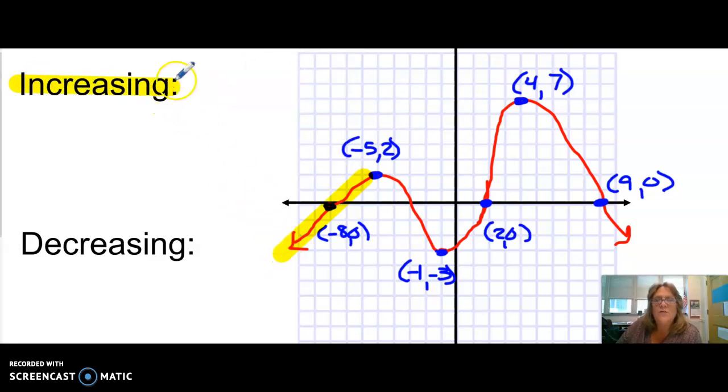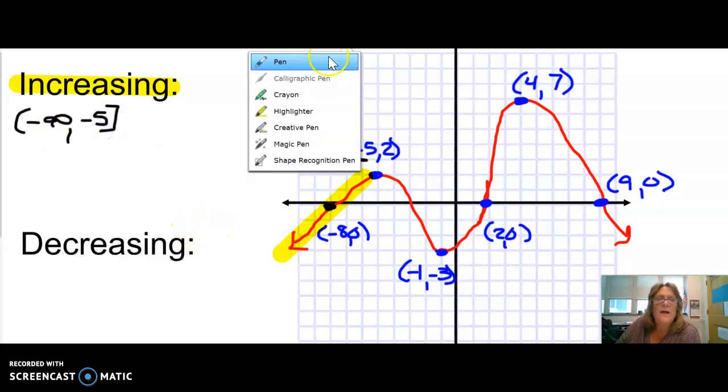So it's going to increase from negative infinity because we started over here as far left as we can get. And it's going to increase until it gets to this point right here. Well, this point right here on my x-axis is -5. And it includes the number -5.